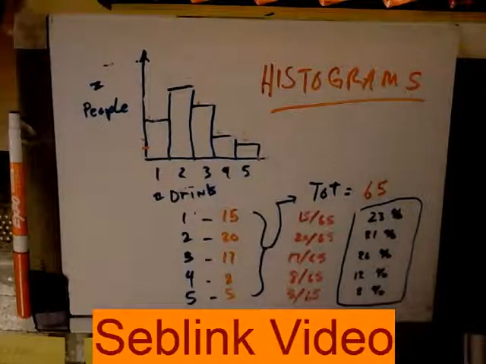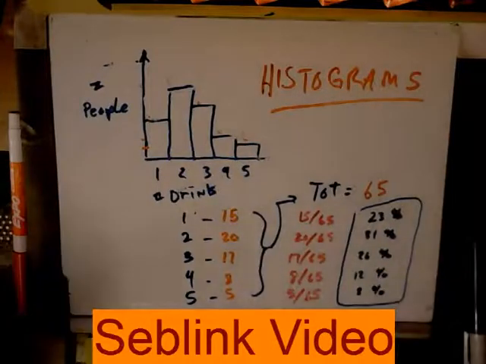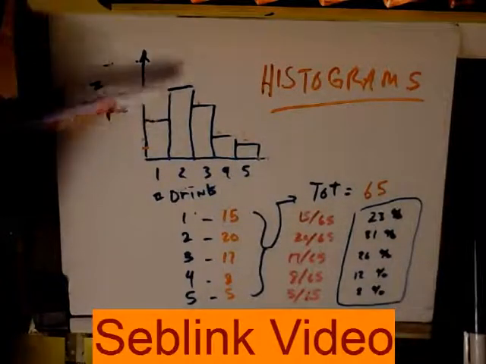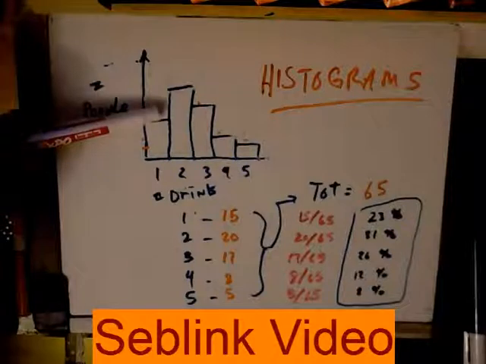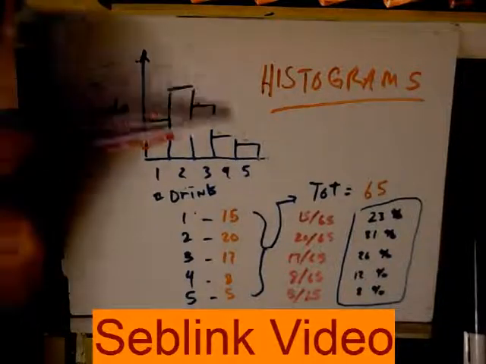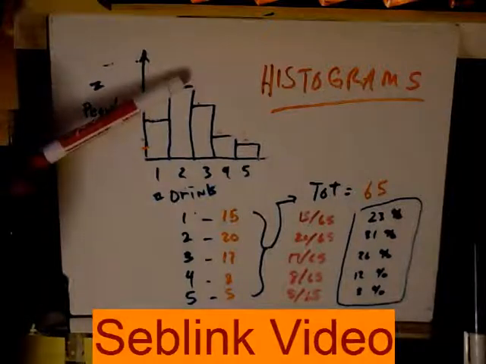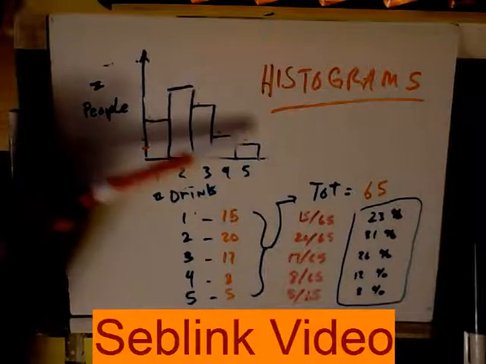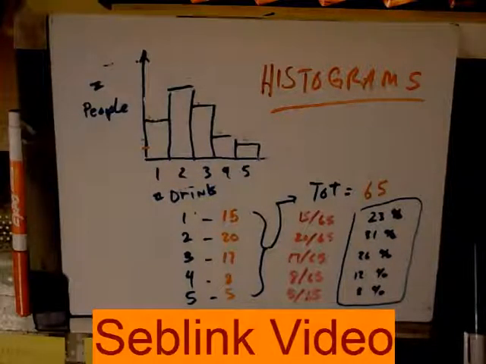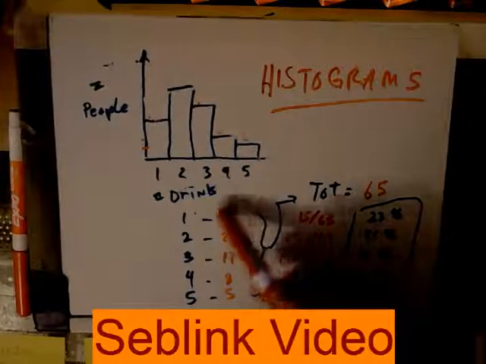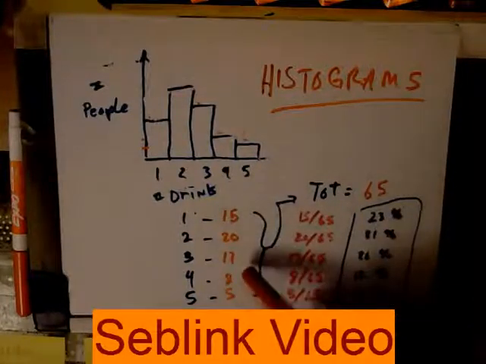There are 2 ways to make this histogram. I can either make it off of raw data, so that each of these columns would actually have the number of people that fell into each of those categories. This would be 15, 20, 17, 8, and 5. And that's perfectly acceptable.